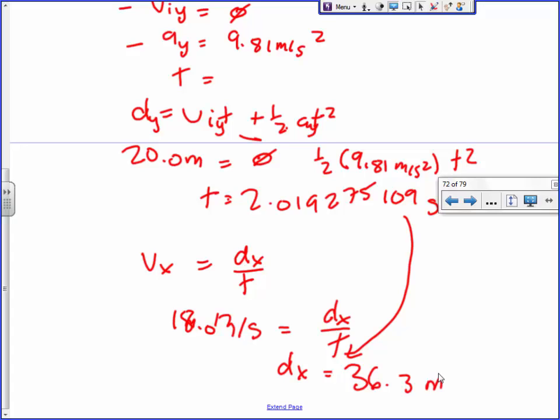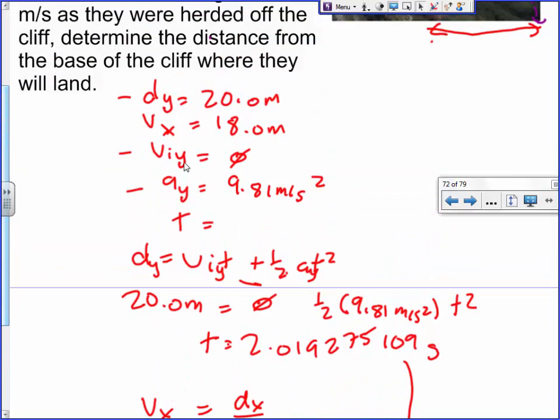Okay. Both of those examples were really the same thing. The first key to them all was that our initial velocity in the y direction was 0. So that's great. Every single time I have a scenario that looks like this, I've got it nailed.